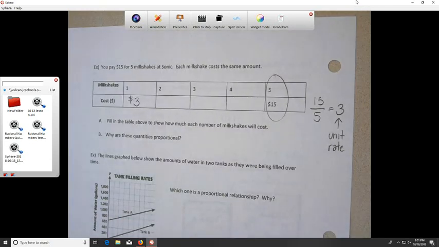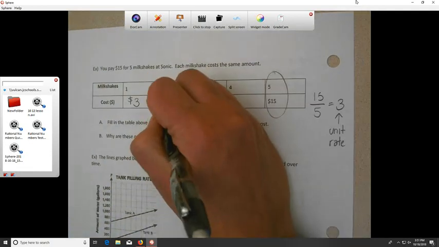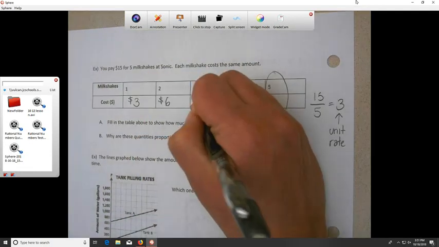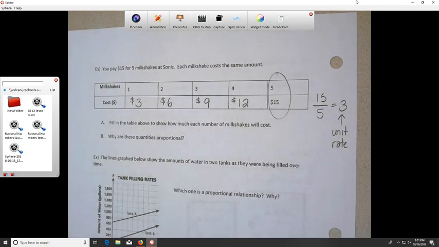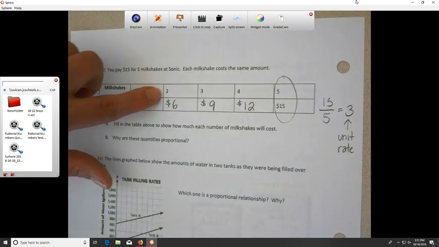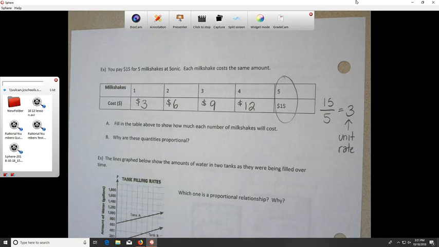If each one is $3, then that means that 2 would cost $6, 3 would be $9, and 4 would be $12. All right. In other words, you take the number of milkshakes, you multiply by 3, that'll give you the cost. So we filled in the table.